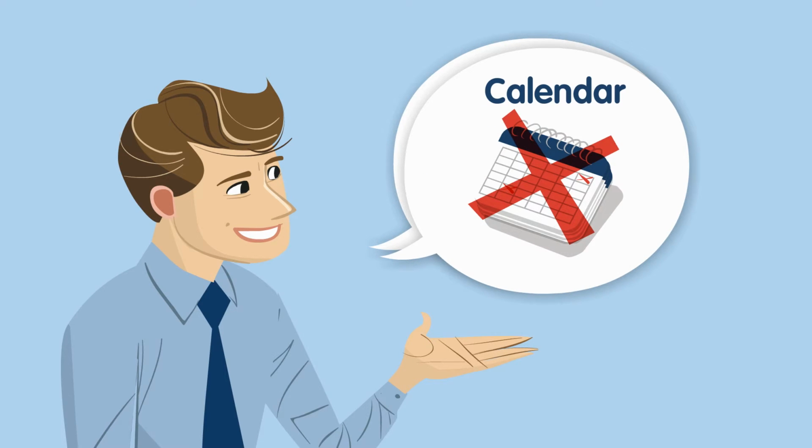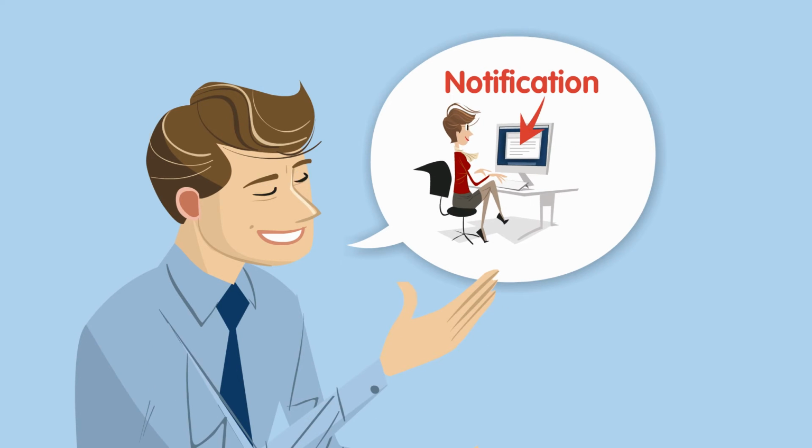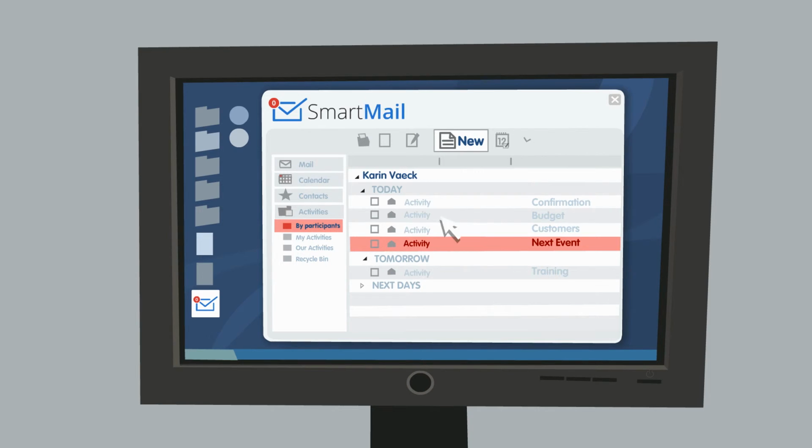It's an end to diary entries for follow-up because I can clearly see the jobs passed on to a colleague at any time. What's happening now at Karin's end? She still receives an email, but in actual fact it's a notification. After reading the notification, she can delete it straight away because my initial request is in SmartMail, under her name and with the right date.